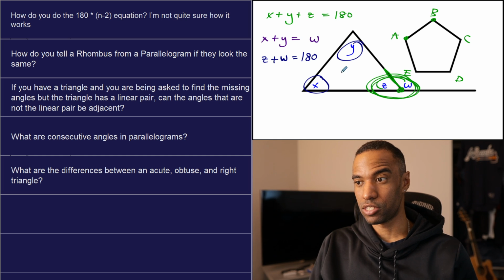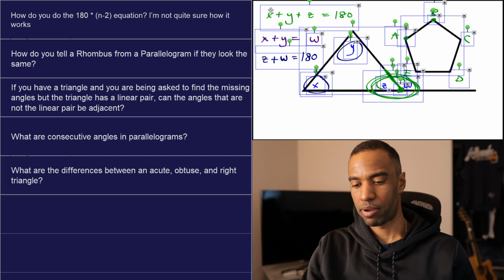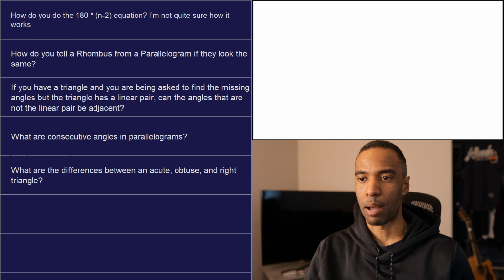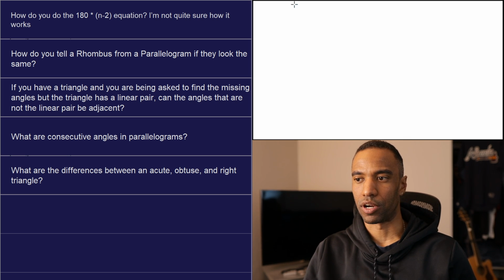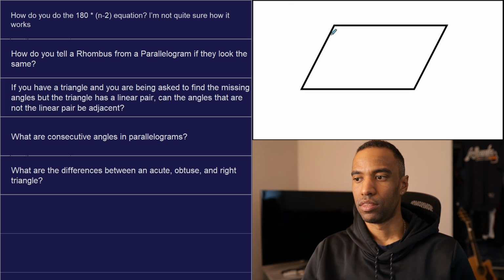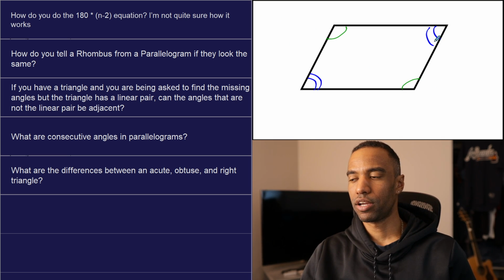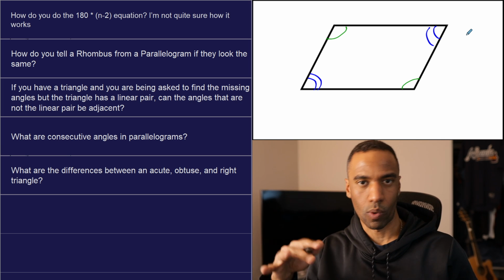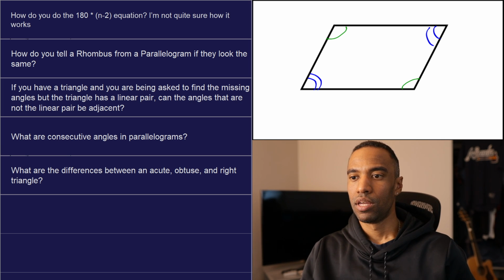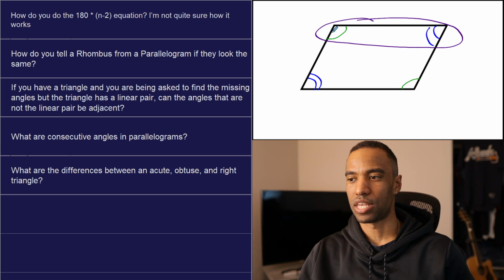Well, you can call these things consecutive angles right here. Here's the thing. There are one of two angle types in parallelograms. There are opposite angles, which I'm sure you know what those are. These in green are opposite angles. These in blue are opposite angles. And then there are consecutive angles. The word consecutive means one after another. It means in a row. These in purple are consecutive angles.